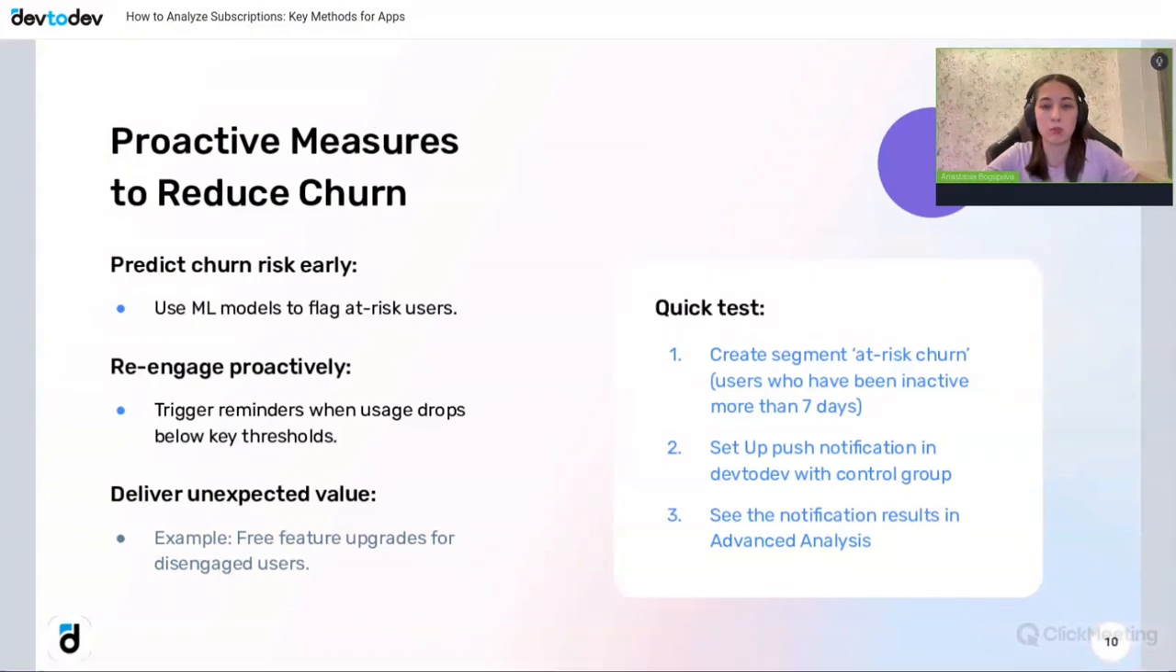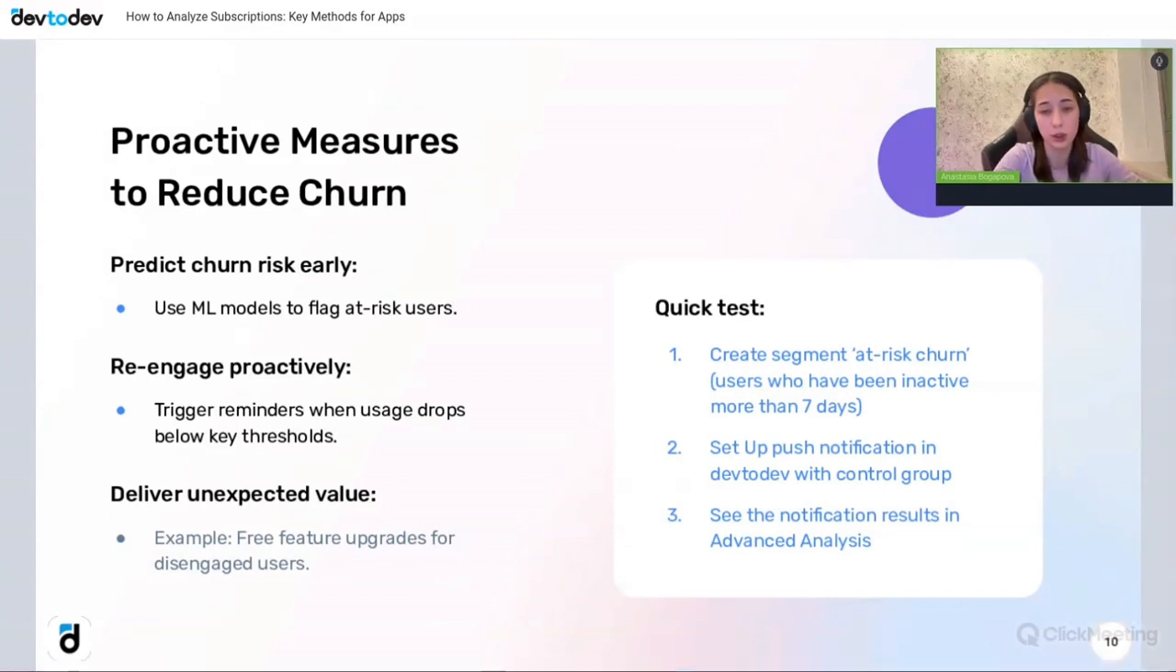And finally, let's discuss churn. It's every subscription app's biggest challenge, but what's the good news? It's manageable, and especially it's manageable with some proactive measures. One of the ways to reduce churn is to start with predictive analytics. Identify users who haven't engaged for a while or show signs of disengagement, like skipping sessions or reducing activity. These are your at-risk-to-churn users.